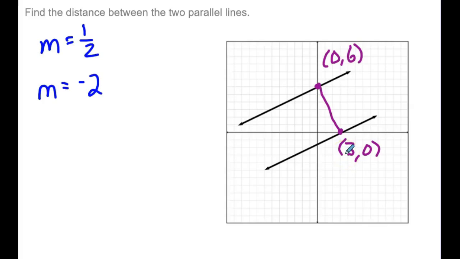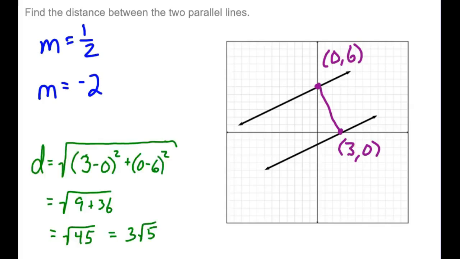To find that distance, now we would use the distance formula and these 2 points to find what this distance is between these 2 parallel lines. So going through using the distance formula and simplifying, we get the distance to be equal to 3 times radical 5, which is going to be slightly larger than 6, might be close to 7.